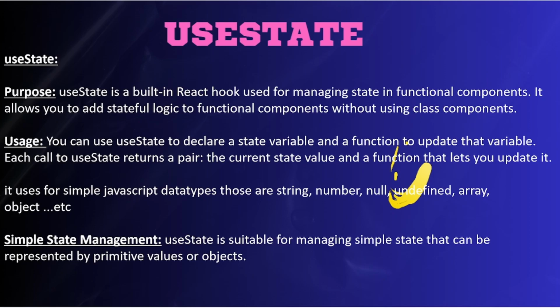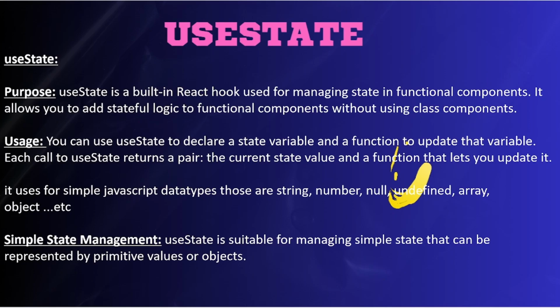And coming back to what the usage is: you can use useState to declare a state variable and a function to update that variable. Each call to useState returns a pair: the current state value, and the function that lets you update it. What does it mean? I'm going to show you in Visual Studio Code. It uses simple JavaScript data types: string, number, null, undefined, array, object, boolean, and so on. What is simple state management? useState is suitable for managing simple state that can be represented by primitive values or objects.